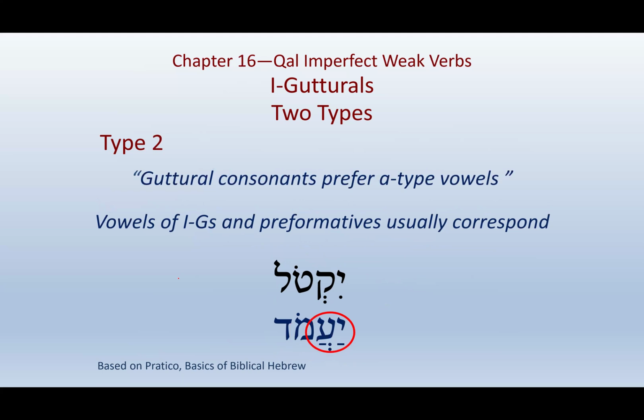Okay, the type 2 for the one gutturals. The gutturals generally prefer an A-type vowel. And so instead of having the schwa here, we get the reduced patach. And again, the preformative will mirror the reduced vowel. So we have a patach and a reduced patach together here. And so that's the type 2. So gutturals prefer the A-type vowels. They don't always get an A vowel. But whether they get an A vowel or not, we still have this reduced segol and a segol.